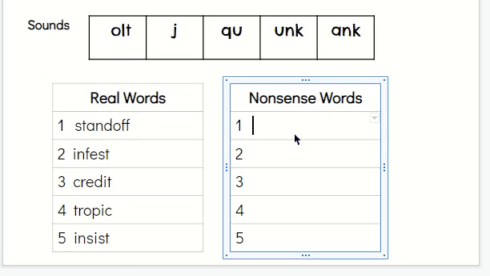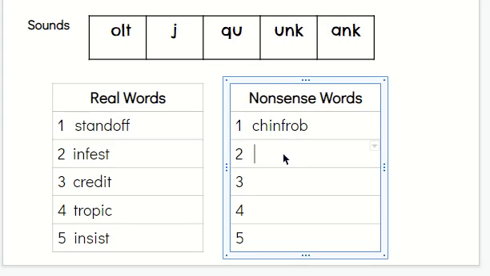Number 1, chin frab. Repeat. Chin frab. Chin, C-H-I-N. Frab. Chin frab.